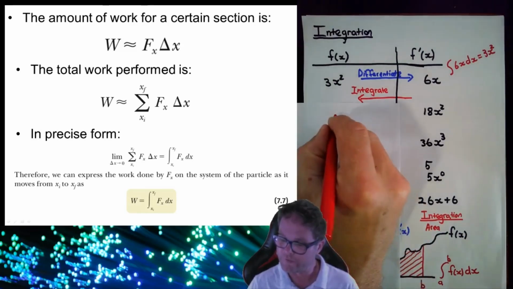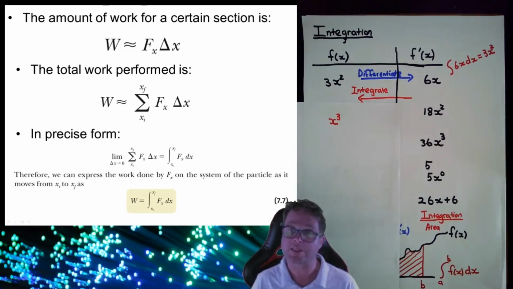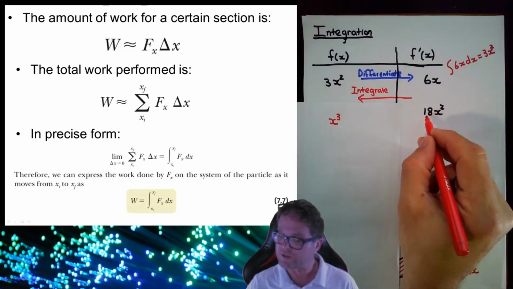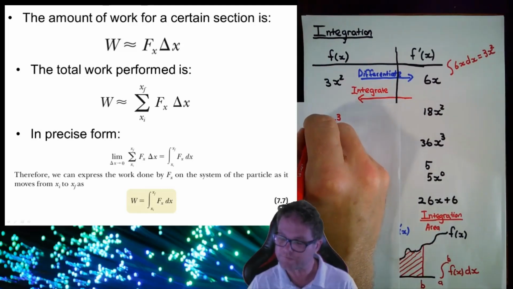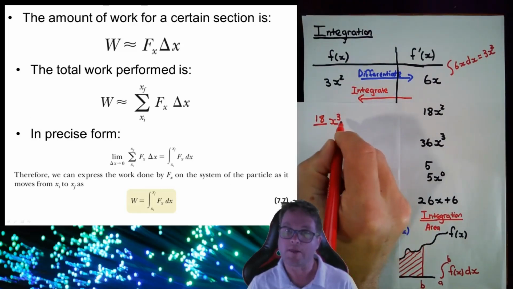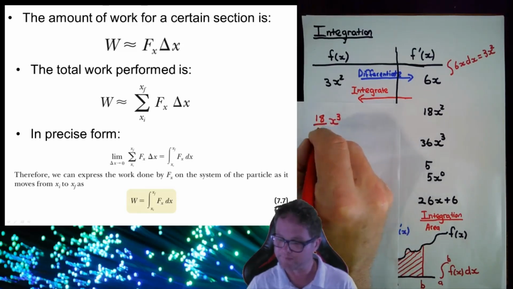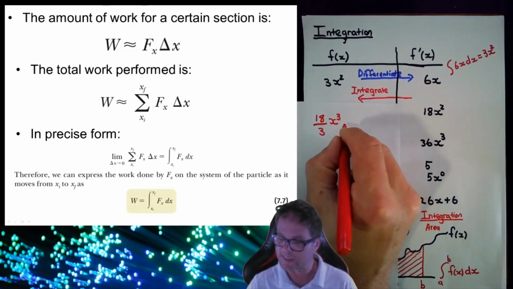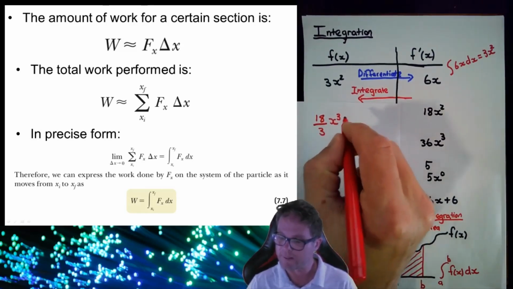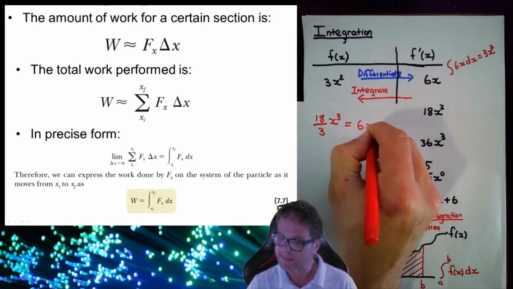So increasing 2 by 1 gives us 3. And then what we need to do is take this number in front and divide it by the new power. The new power that we found over here is 3. So this then gives us 18 divided by 3, which is 6x to the 3.